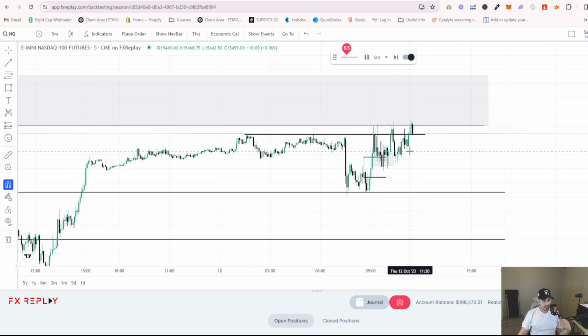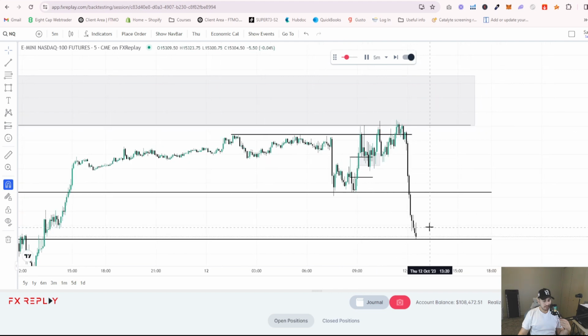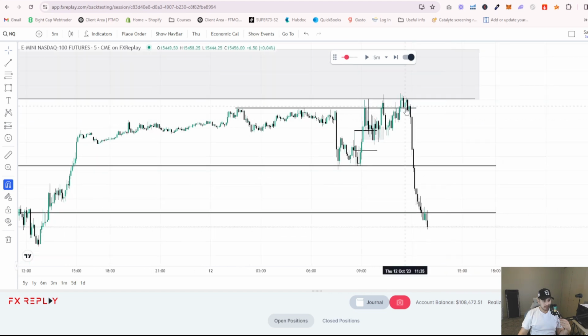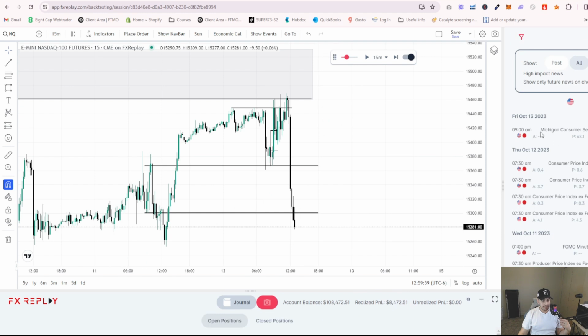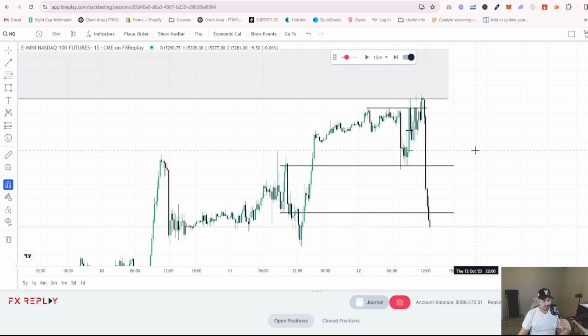So I'm pretty much done for the day right there. And then we start coming back down. We start just dying off for the day. So let's go ahead and see what Friday has in store. So Friday we have just one piece of news, which is Michigan Consumer Sentiment Index.